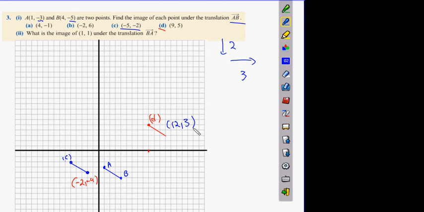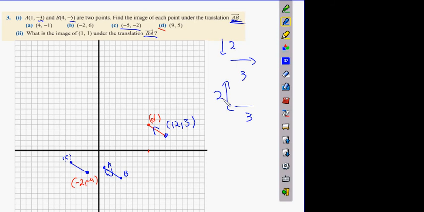Now guys, that's all under the translation AB. What about the translation BA? What does BA mean? It means instead of going this way, we're going to go the opposite direction. So we're going to go left 3 and up 2.